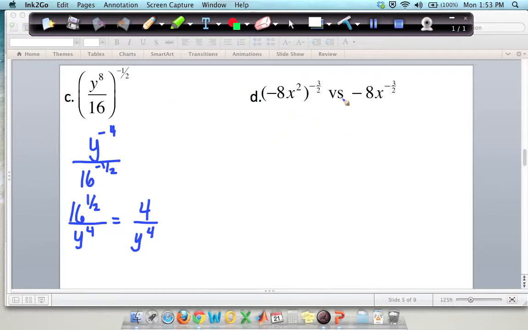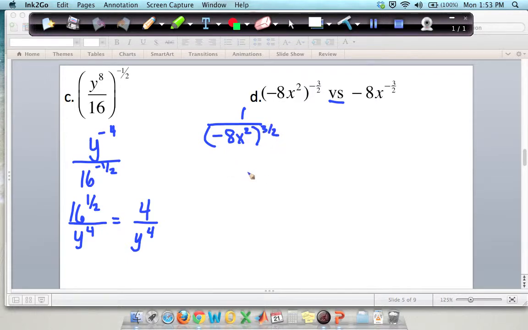Okay, here I wanted to show you the difference between having parentheses around both terms and not having parentheses. So when you start with this first example, all of the negative 8x squared is in parentheses raised to the negative 3/2 power. So that means when you write it over 1, the negative 8x squared all needs to move down, and then this negative 3/2 becomes positive.